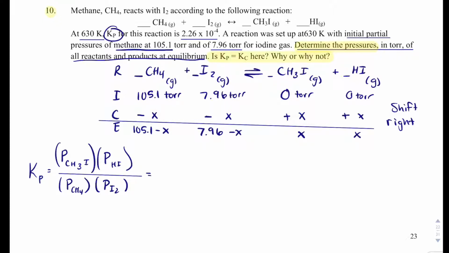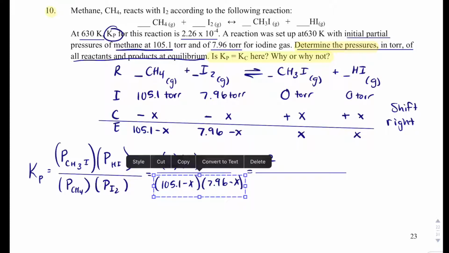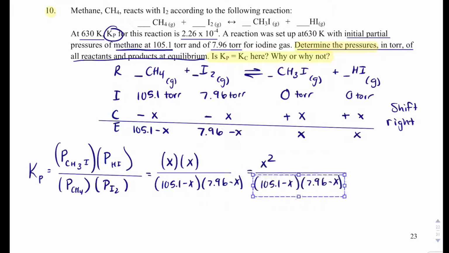So I'm going to plug in what I know. This is going to be x. This is going to be x divided by 105.1 minus x, and 7.96 minus x. That's going to be equal to, let me simplify it a little bit first, x squared divided by what I just wrote. And then the equilibrium constant here is 2.26 times 10 to the minus 4.